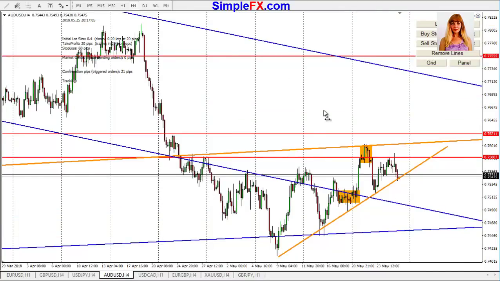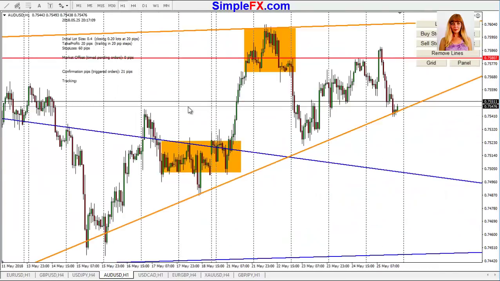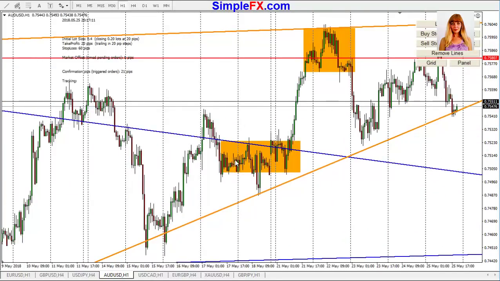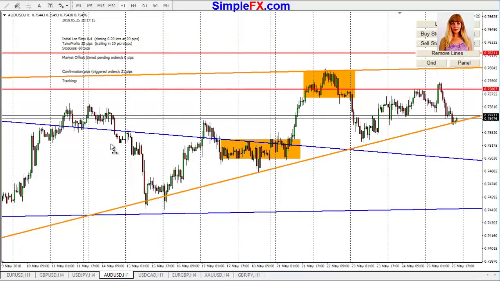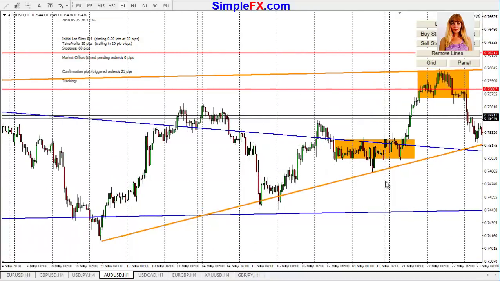Okay, going to Australian dollar, also everything happened according to the plan. Let's go on the smaller charts. You would see this is where we were starting the consolidation, remember, and one of the expectations was that possibly we will have a pennant, right?